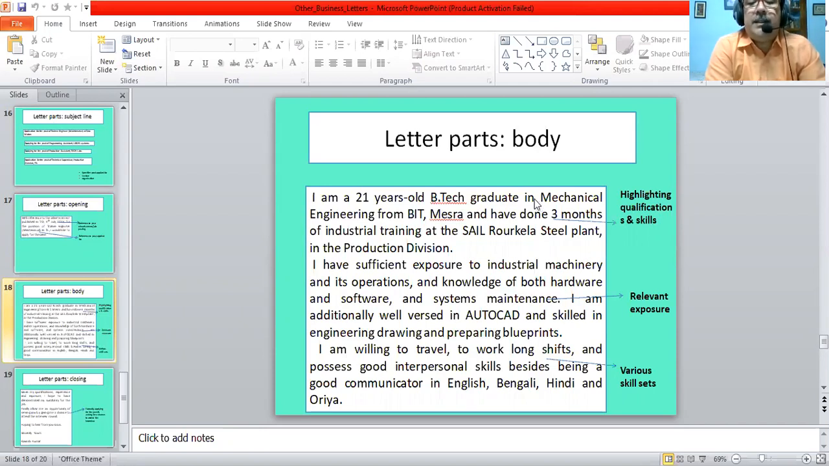I'm willing to travel, to work long shifts, possess good interpersonal skills besides being a good communicator in English, Bengali, Hindi, and Korean. So various skill sets, knowledge of various languages, relevant exposure to both hardware, software, other skills, these are all talked about.